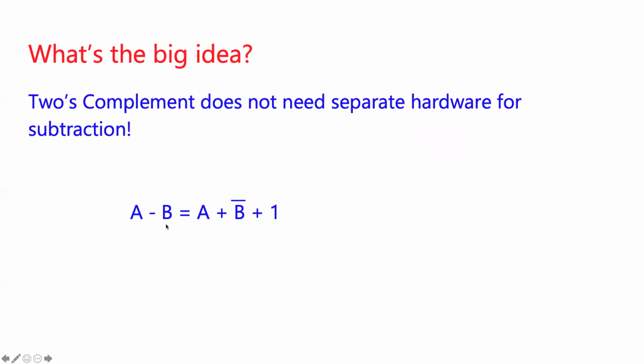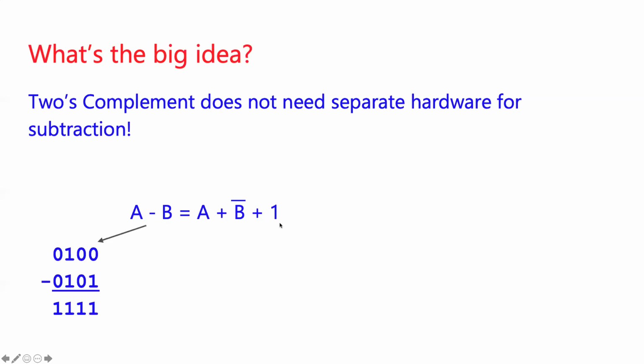So A minus B would really be, at least for signed values, the same as A plus B-bar, the line over B indicates all of B's bits flipped, so the bitwise complement of B, plus 1. Those two parts are the same as what you would do for the 2's complement operation. So to compute A minus B, it's the same as A plus the 2's complement of B.